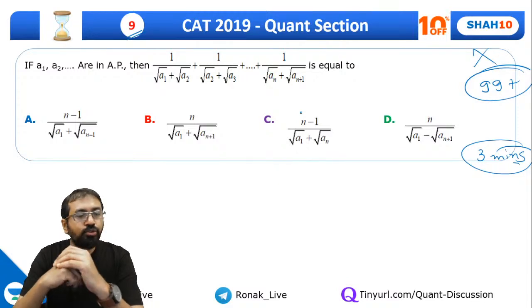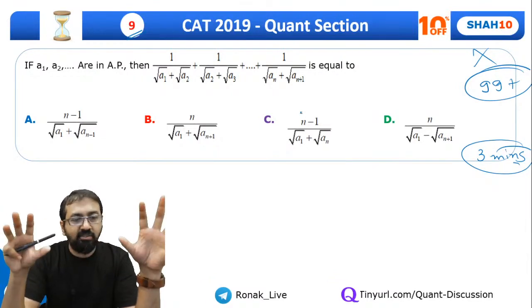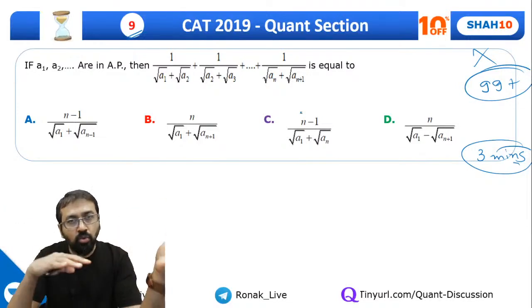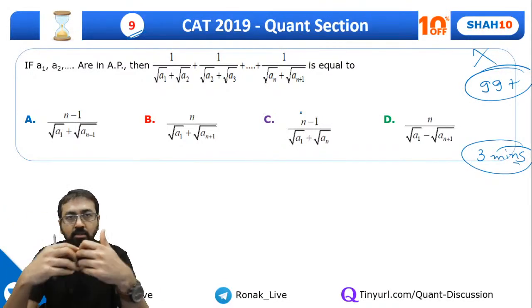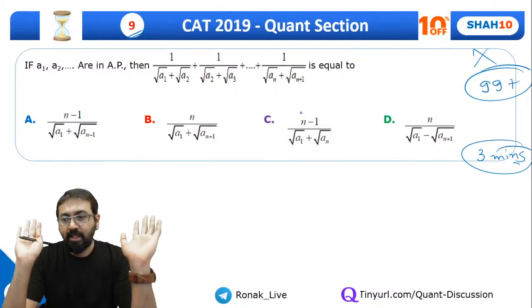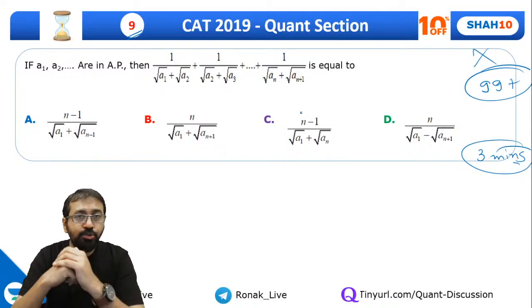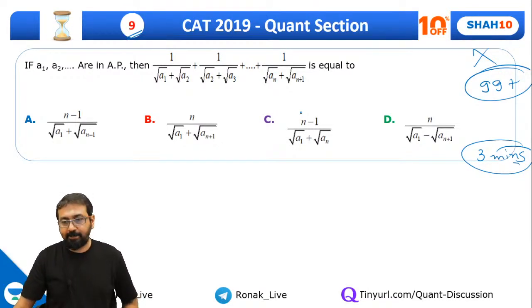Most of the students give up this question by looking at these complicated variables: A1, A2, A3, root and denominator. 80% of the crowd will leave it here and move ahead. Okay, great. So some of you are also using the same method. Great.